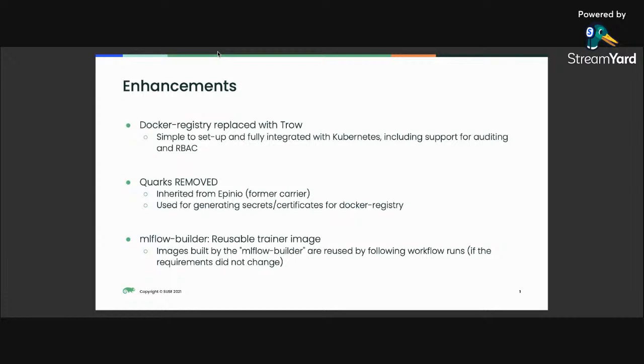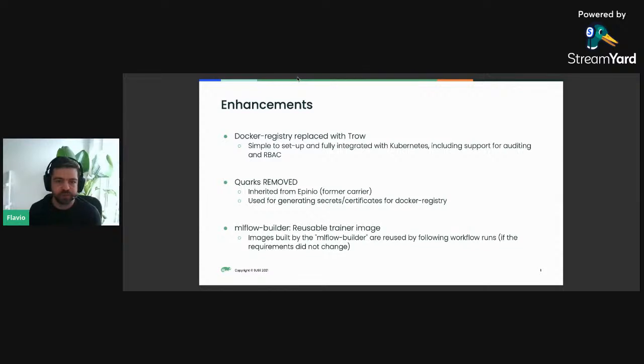For FuseML 0.2, we were able to replace that Docker registry with Trow, which is a registry implementation that's supposed to run on Kubernetes. It's more lightweight and also includes support for auditing and RBAC and so on. It's a well-maintained project, and we are deploying Trow using its Helm chart, with minor modifications from upstream, so it would be easier for us to maintain that. So with that, we were able to remove Quarks.